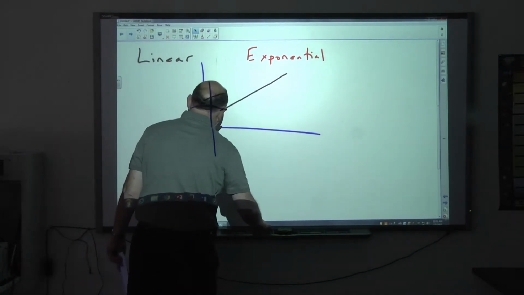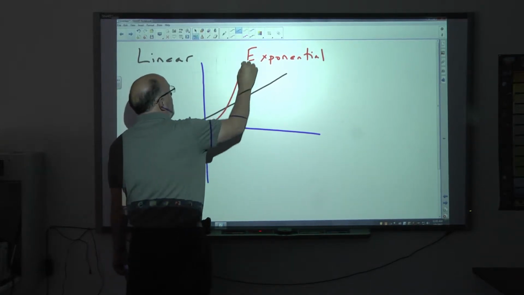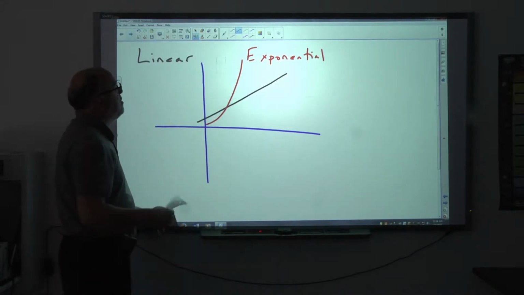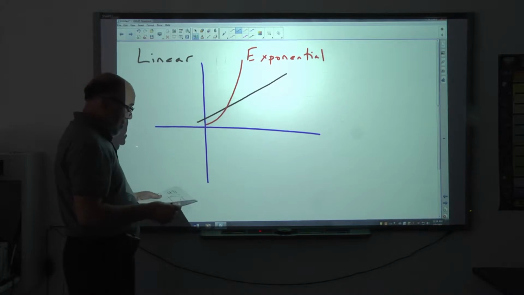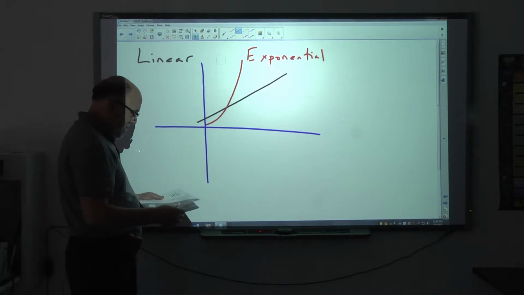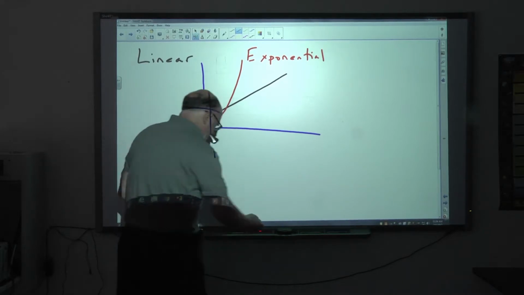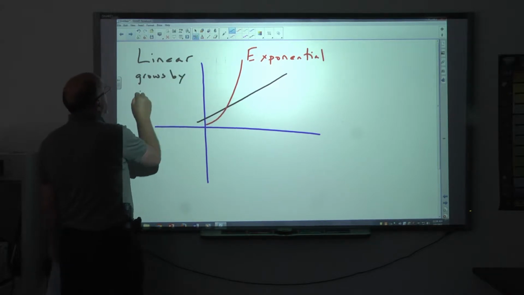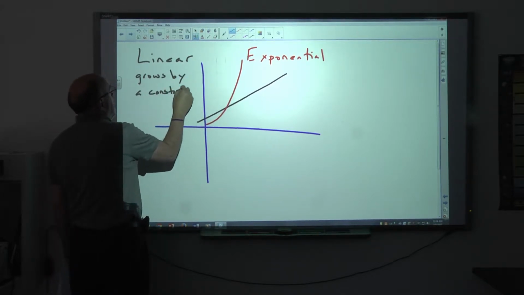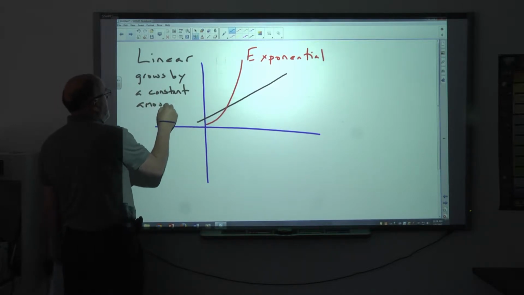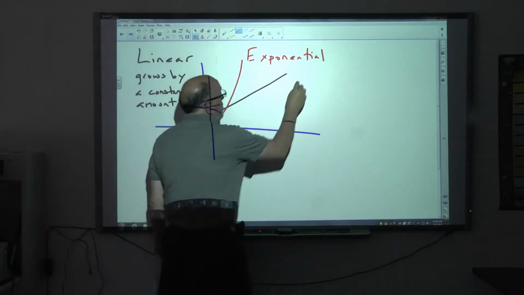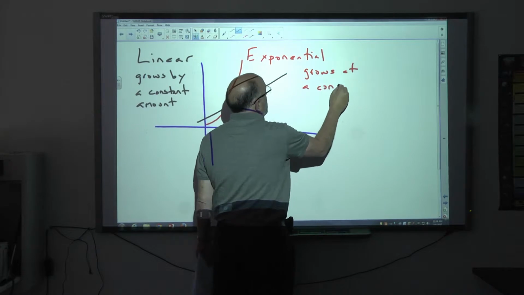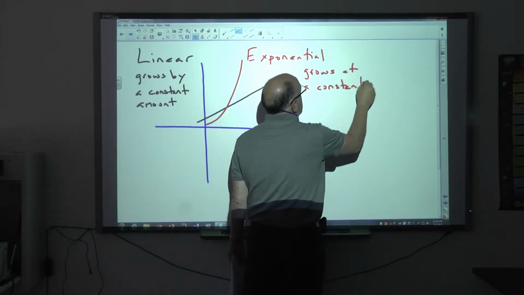With an exponential equation, you are now looking in terms of rate. The rate is the same, but the amount you add every time frame is changing because the base is getting larger and larger. So a linear equation grows by a constant amount, and an exponential equation grows at a constant rate. Those are the two types we'll talk about.